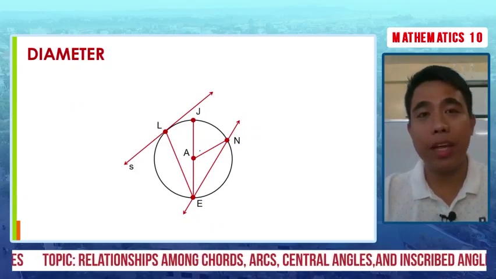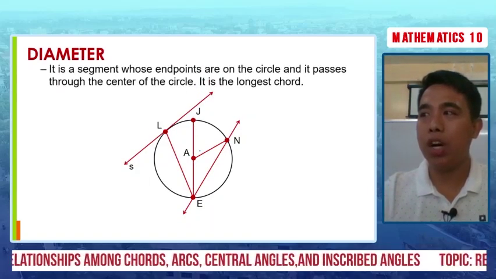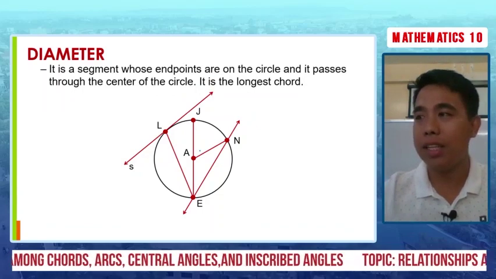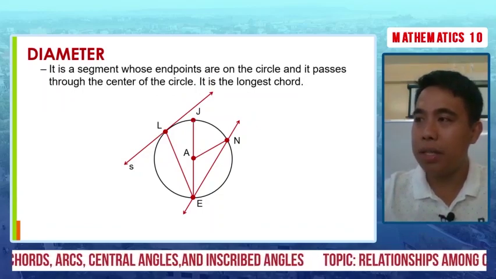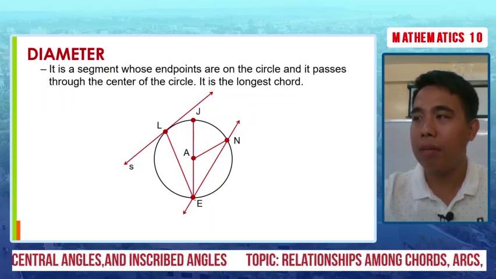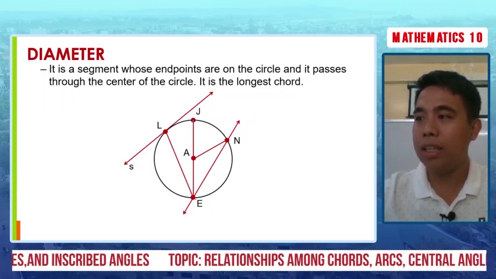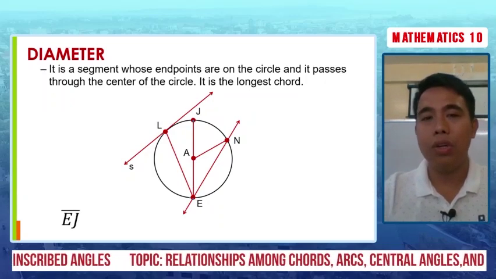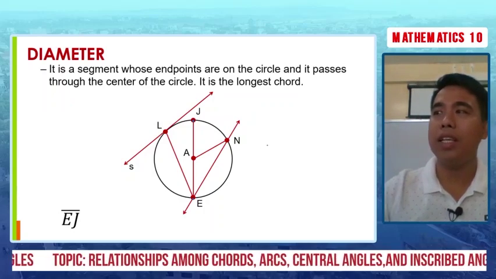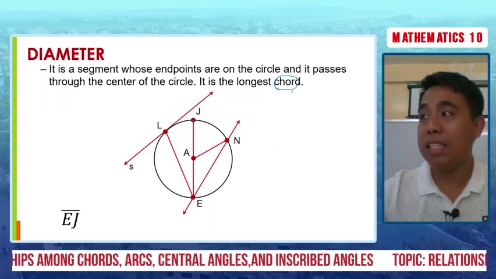Now let's proceed to diameter. A diameter is a segment whose endpoints are on the circle and it passes through the center of the circle. In here, there is only one segment that passes through the center of the circle, so it is segment JE, and the endpoints are on the circle. So segment EJ or JE is the diameter. It says there, it is the longest chord, but we have not discussed the chord yet.